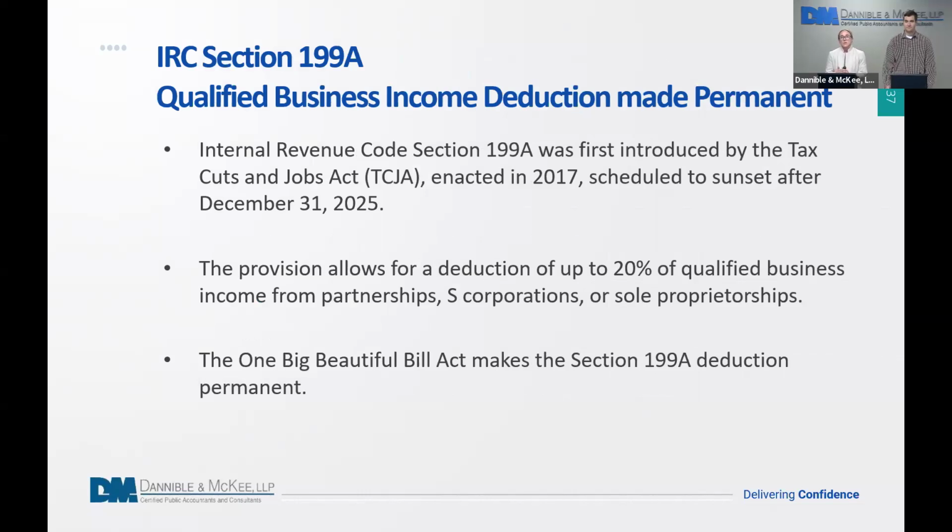Internal Revenue Code Section 199A, the qualified business income deduction, has been made permanent. That was first introduced by the Tax Cuts and Jobs Act in 2017 and it was set to sunset on December 31st of 2025. This allows for a deduction of up to 20% of qualified business income for partnerships, S corps, and sole proprietorships. And the One Big Beautiful Bill Act did make this deduction permanent.